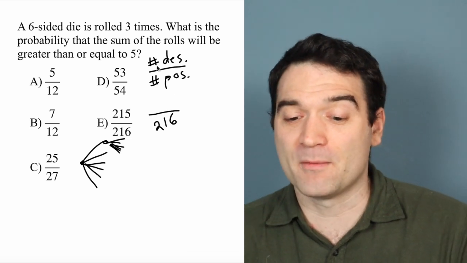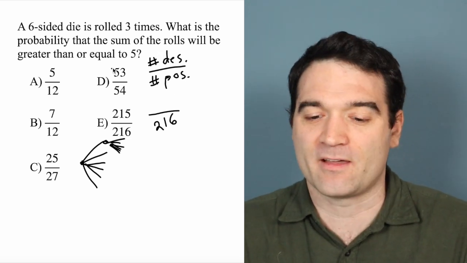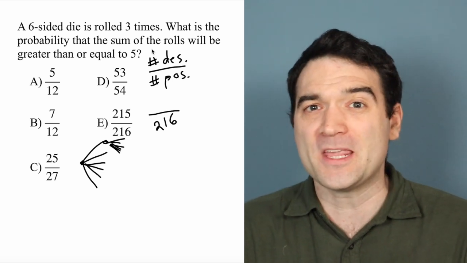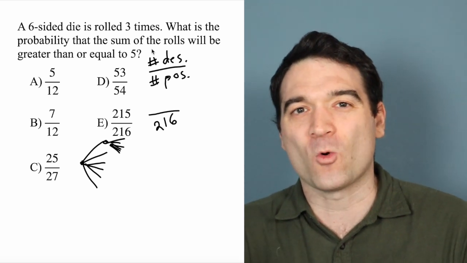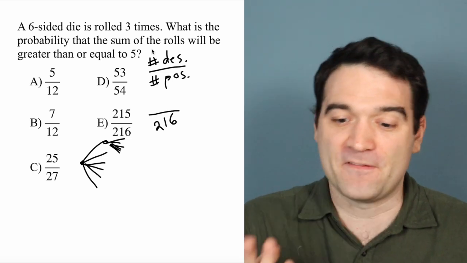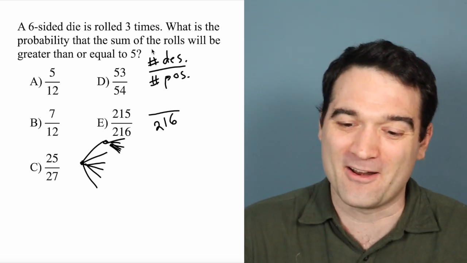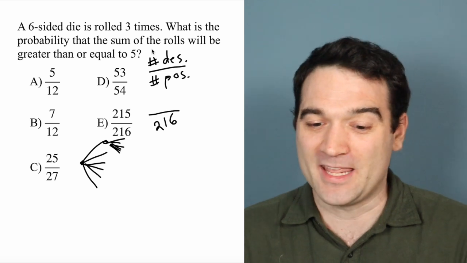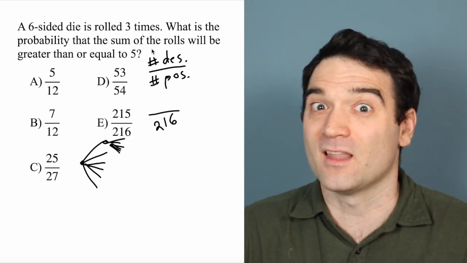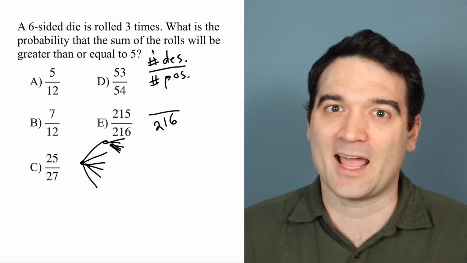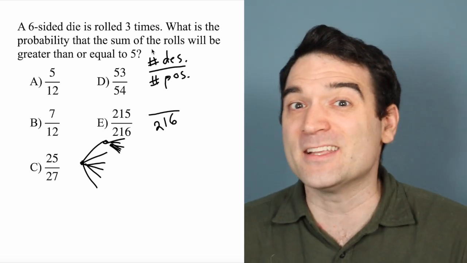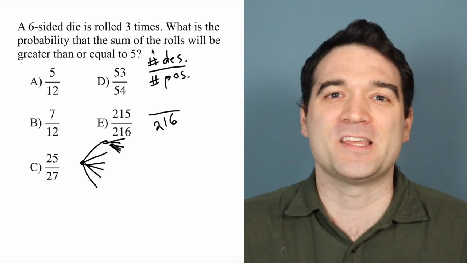Now, I want the number of desired outcomes. And what is a desired outcome in this case? Well, it's where the sum of the 3 rolls is greater than or equal to 5. I could figure out all the different ways I could get 5, all the different ways I could get 6, all the different ways I could get 7, but there are a lot of ways, and I'm going to be doing a lot of counting. Instead, let's consider all the ways that this couldn't happen. In other words, the negative case.